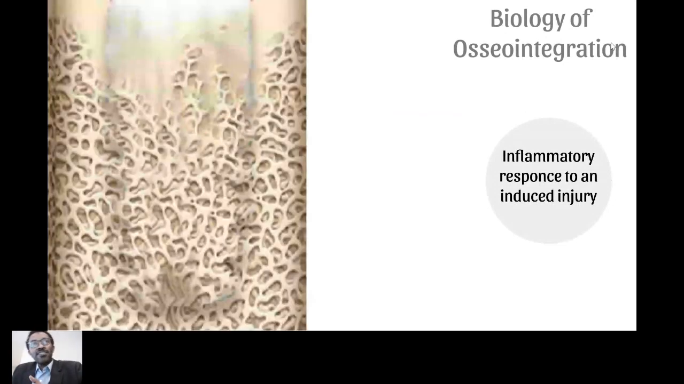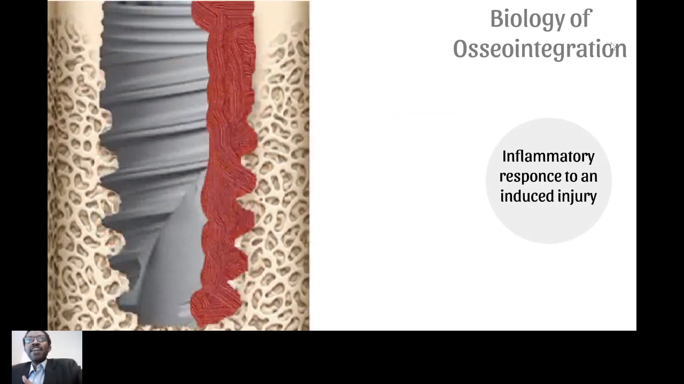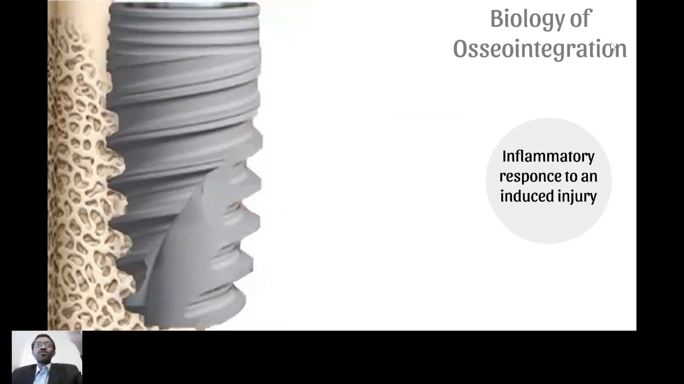So the biology of integration is basically the process of osseointegration. It's an inflammatory response to an induced wound, which means when you want to place an implant, first of all, we need to prepare the bone. We cut the tissue, that's an induced injury. Then we drill the bone, that's another induced injury. That means we're going to have inflammation, right? The place is going to be filled with blood. Then we place our implant, and the whole surface will be covered with blood. So basically this is the first step of the osseointegration process.